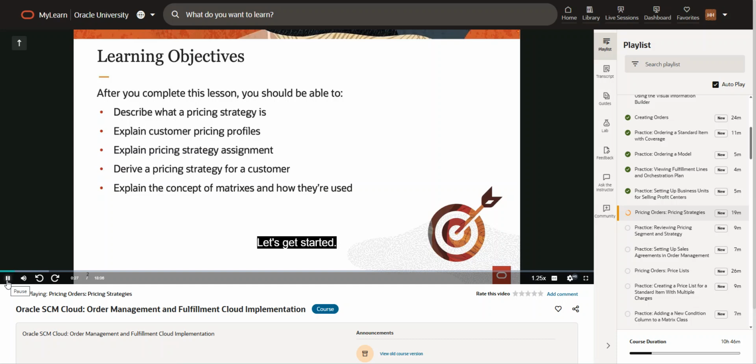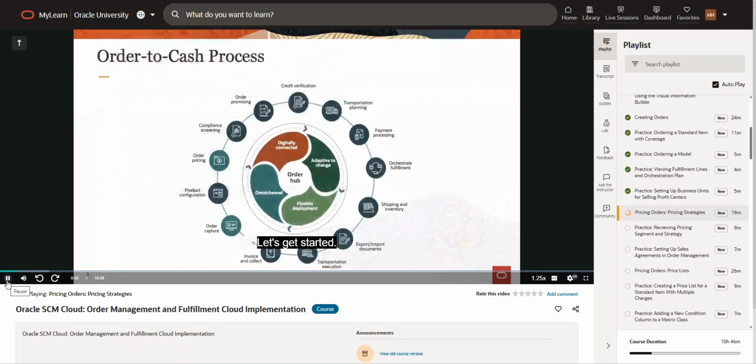Let's get started. This graphic gives you a big picture view of everything that's possible with the order-to-cash flow. You get all these features when Oracle Fusion Cloud Order Management is connected with other Oracle Fusion Cloud SCM applications. Just a quick note, things like credit checks, transportation planning, and compliance screening can happen both when an order is submitted and again during the fulfillment process. The pre-built integrations shown here really help make the entire order-to-cash process seamless.